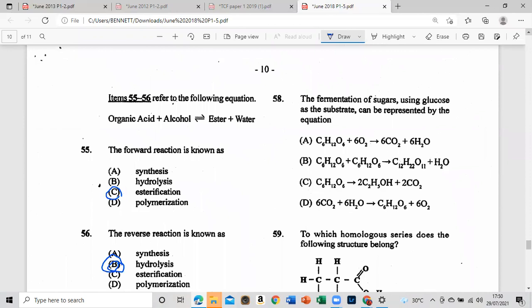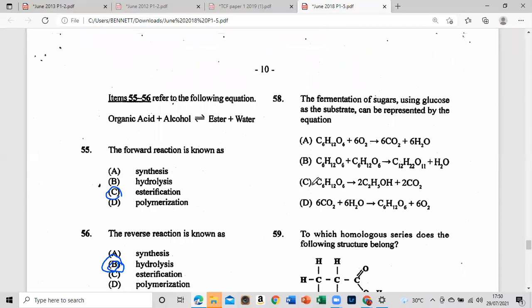Fermentation of sugars using glucose as the substrate can be represented by the equation. So you guys have to tell me which equation it is. And it is, I did this one earlier. Let me just check back with the answer sheet. Yes, it is indeed.